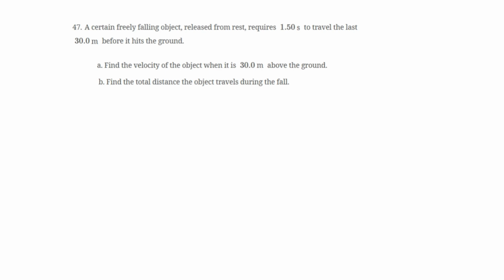A certain freely falling object released from rest requires 1.50 seconds to travel the last 30 meters. So to travel the last 30 meters, before it hits the ground. So they say find the velocity of the object when it is 30 meters above the ground. Find the total distance the object travels during the free fall.